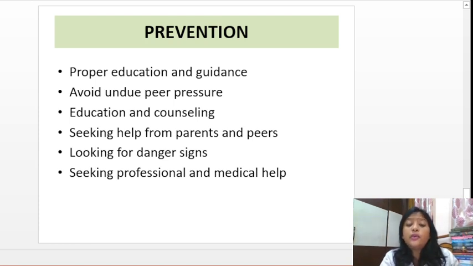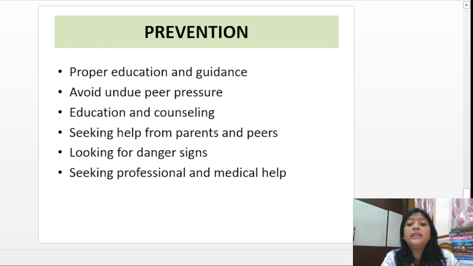Third is education and counseling. You need to be properly educated about the drugs, about alcohol, what it does, and what the bad effects of alcohol are. You need to counsel those people, or those people need to understand what the consequences of drugs and alcohol are, how they can be used properly and how they are misused.